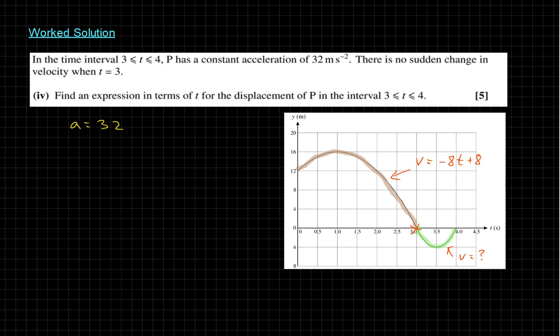There's no sudden change. So that means we can use v equals minus 8t plus 8 to get this point at time equals 3. So let's try it. Minus 8 times 3 plus 8 equals minus 12. So therefore, here we've got a v of minus 12. At that specific point there, v equals minus 12.